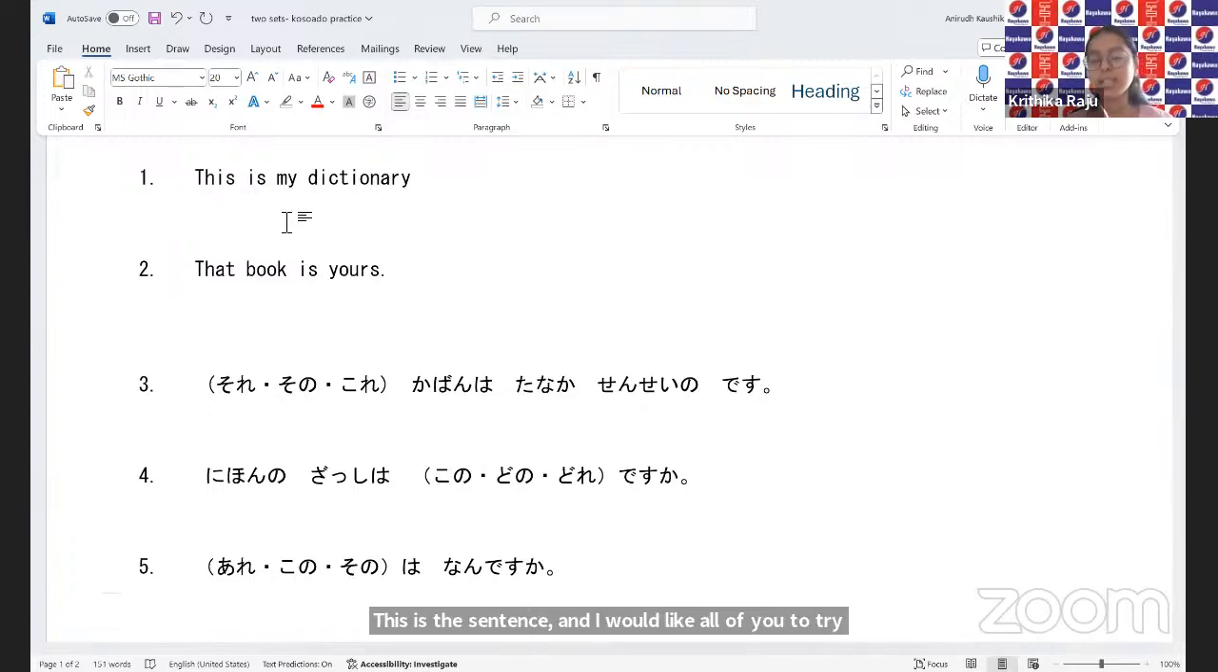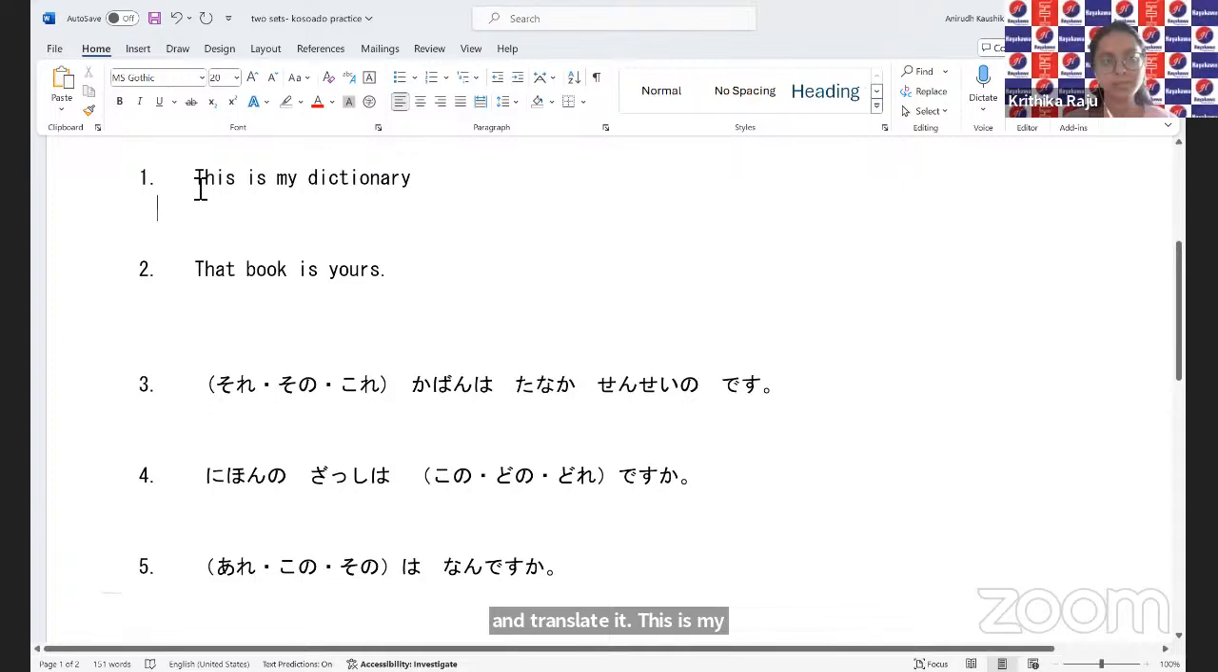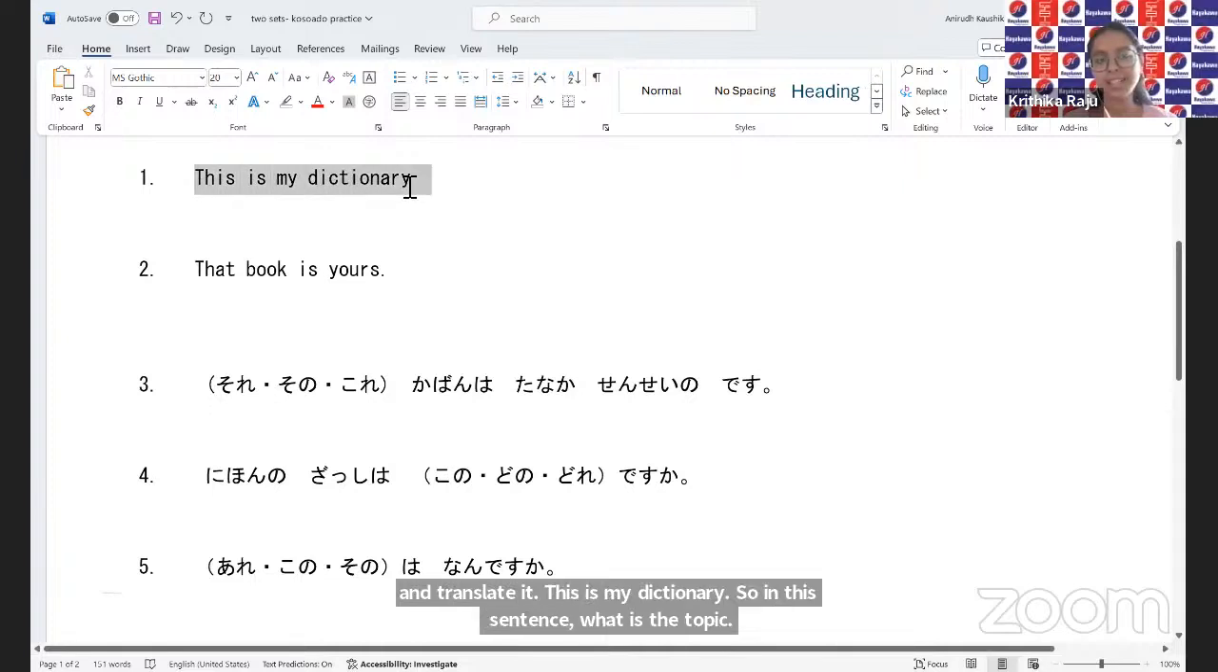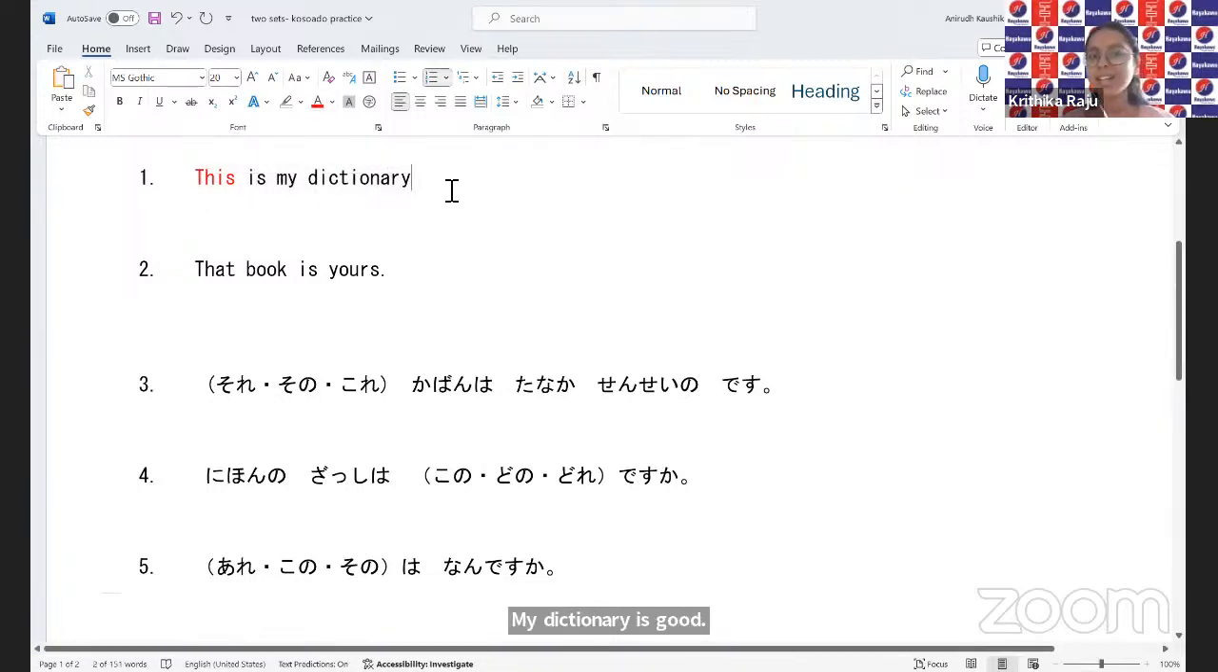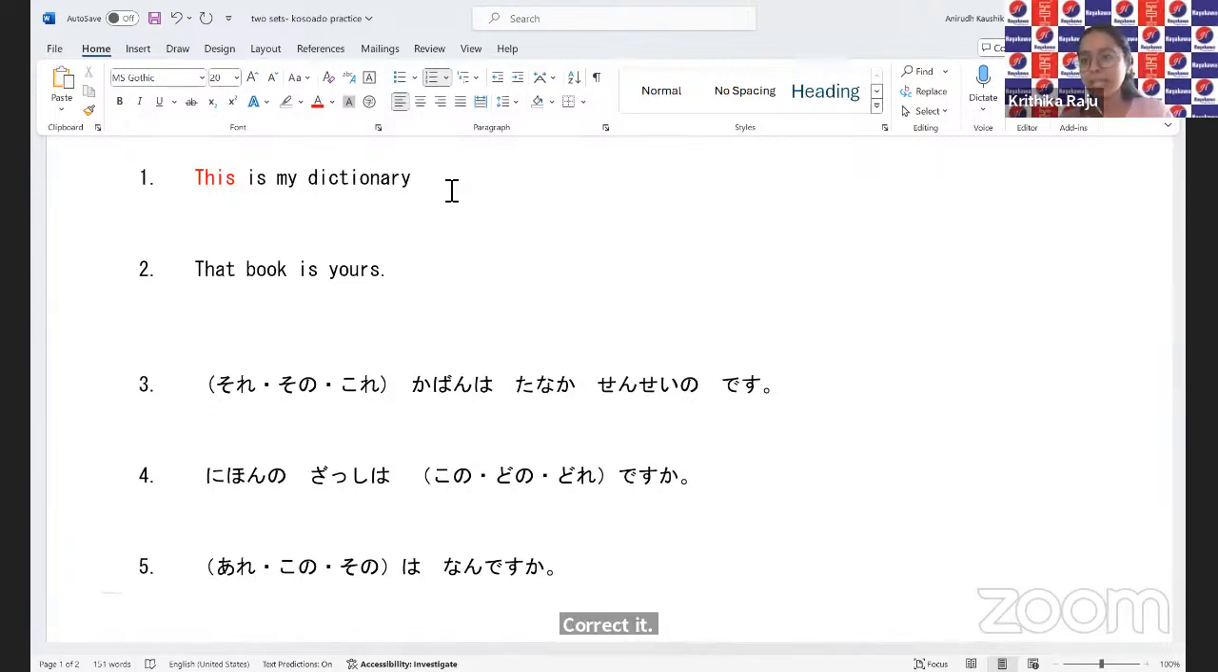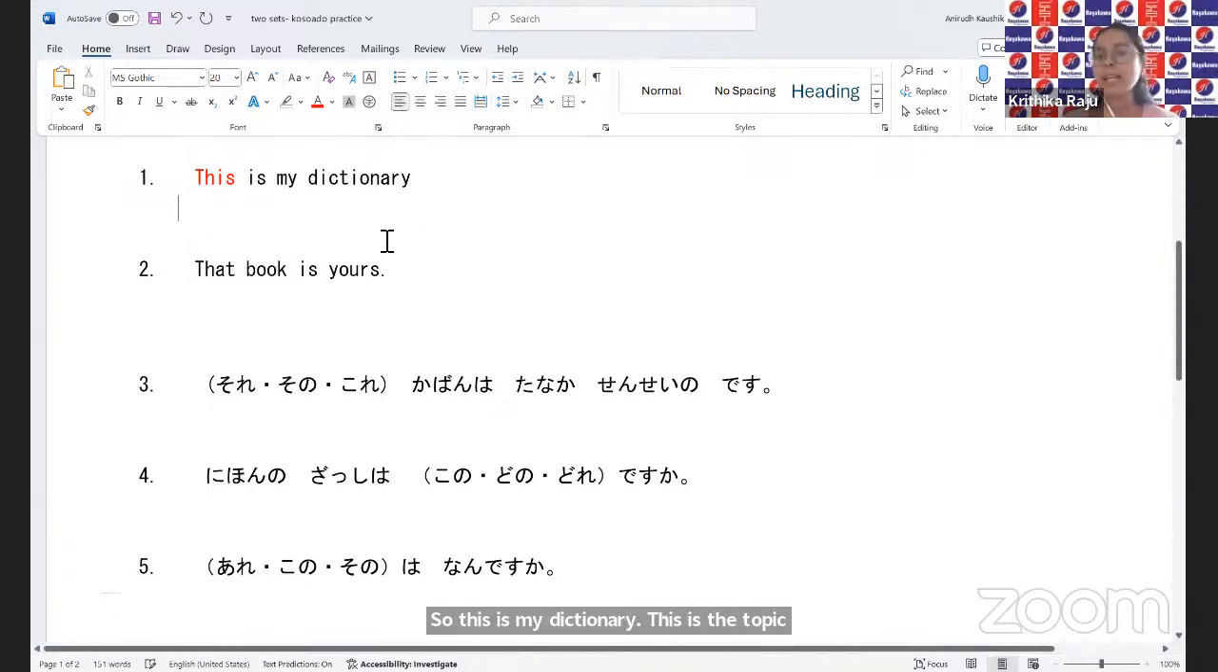This is my dictionary. So in this sentence, what is the topic? My dictionary is the topic. What am I talking about? This. My dictionary. Kore. Correct. I'm talking about this. I'm referring to something as this, and I'm talking about it and explaining what this is. So this is my dictionary. This is the topic. So what is this? It is not followed by that noun. It's not followed by that object in this sentence. So you will use the first set. So how will your sentence begin?